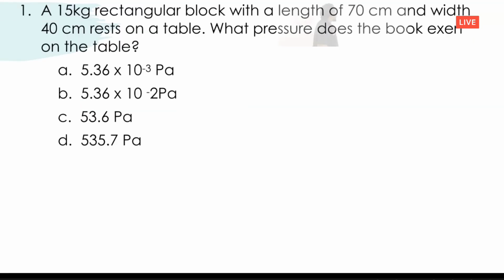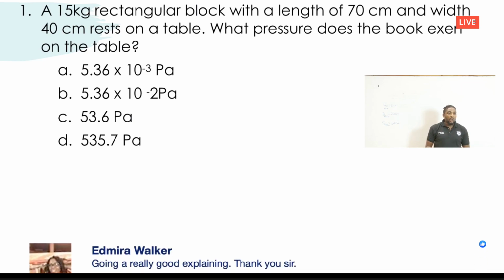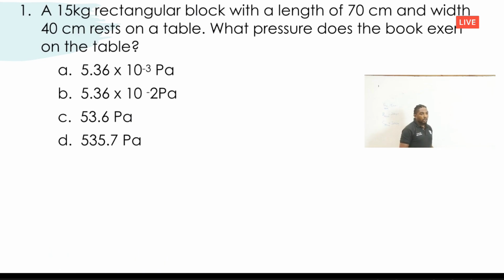Now we're going to look at pressure in liquids. Actually, sorry, we're going to look at a question first. Now the question, as you can see, states a 15 kilogram rectangular block with a length of 70 centimeters and width 40 centimeters rests on a table. What pressure does the book exert on the table? Right? So we want to determine what pressure would be exerted on the table. And we have options there, whether A, B, C, or D.